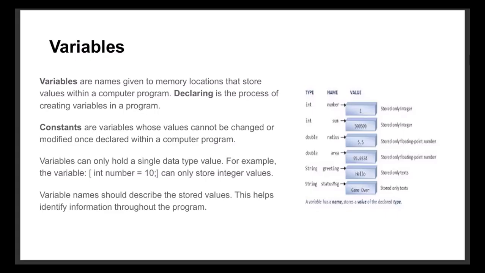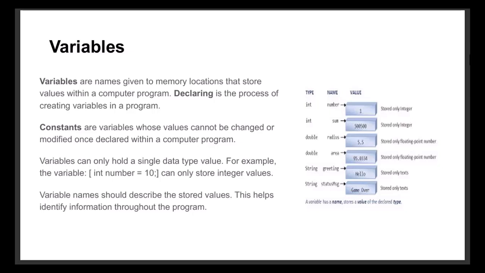First, we're going to discuss a variable. A variable is a name that we give within a computer program to store a specific value. We use variables to describe the stored values contained within. Let's say within your computer program, you want to create a variable called number. We can create a variable name by spelling out the word number.